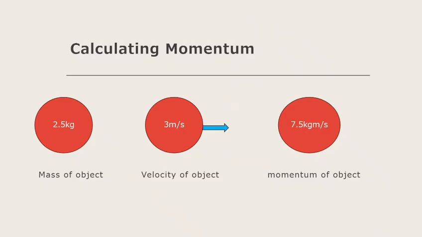Now let's calculate the momentum of an object. If the mass of the object is 2.5 kilogram and it moves toward the right with a velocity of 3 meter per second, then by multiplying these two you will get momentum, which equals 7.5 kilogram meter per second. So this is m, this is v, and this is your momentum. As velocity is a vector quantity, momentum is also a vector quantity. It means this momentum is also toward the right.